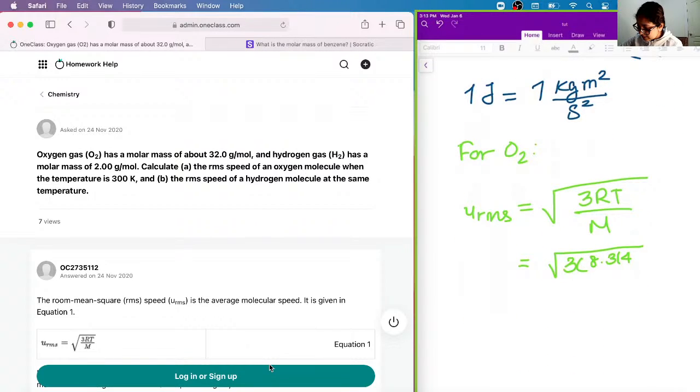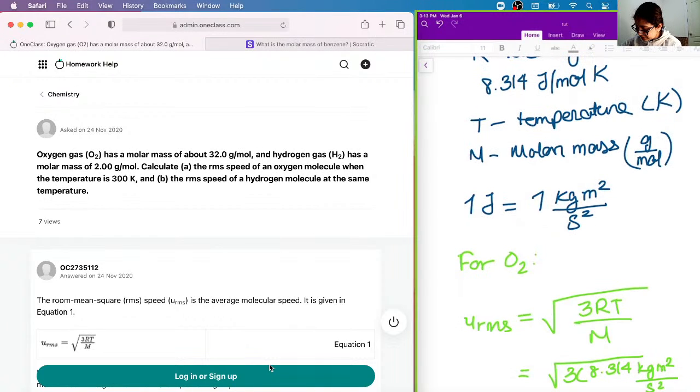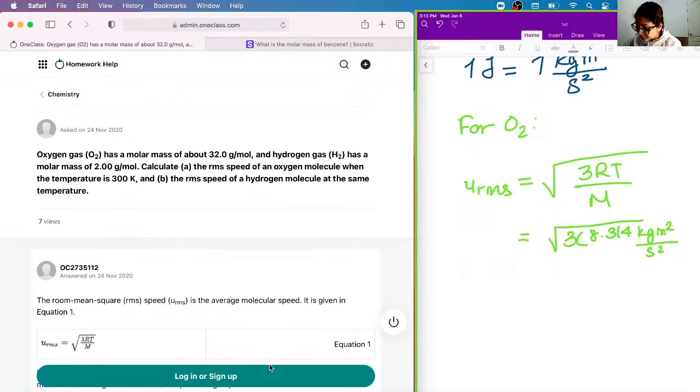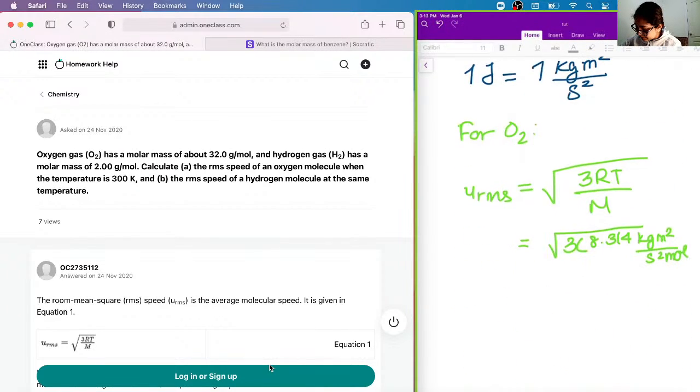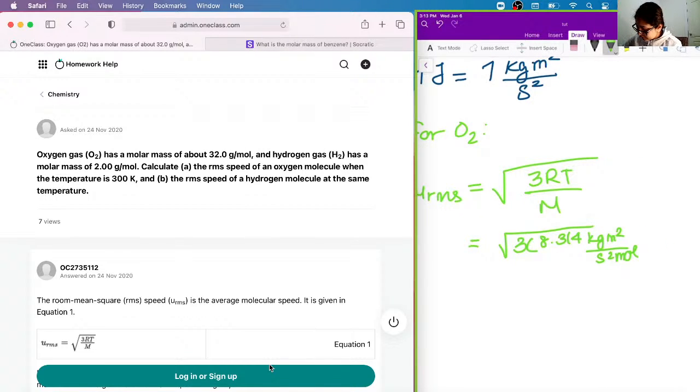Joules per mole K. So instead of joules, we can put kilograms meters squared over second squared, times moles per K. So you have this, and then you are multiplying this by the temperature, which is 300 K.